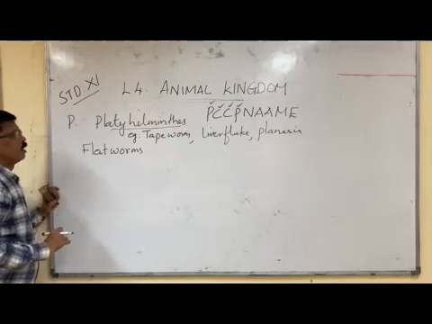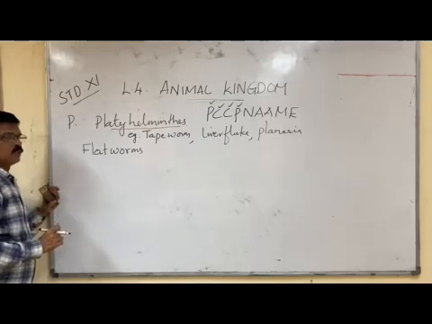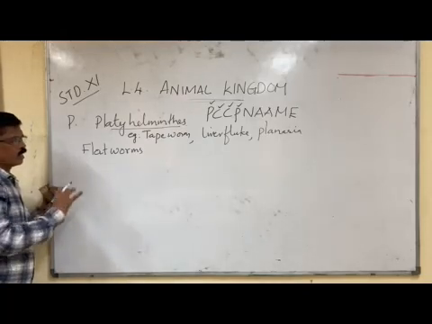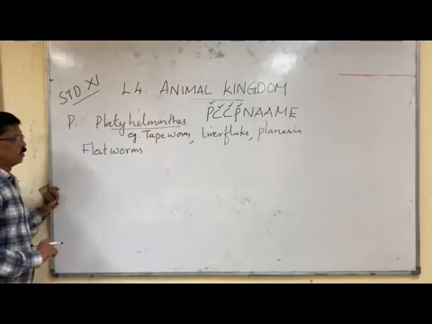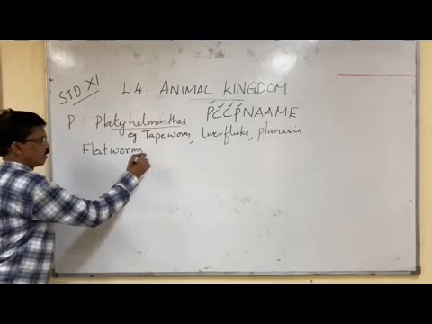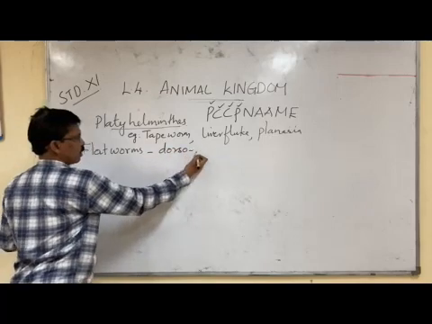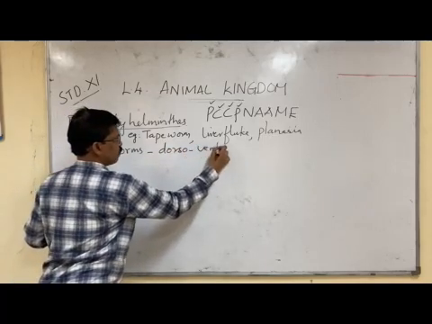So we can say Platyhelminthes. The word meaning itself is flatworm. So entirely flatworms in this phylum. Body is dorso-ventrally flattened. Okay, dorso-ventrally or dorsi-ventrally we can say.